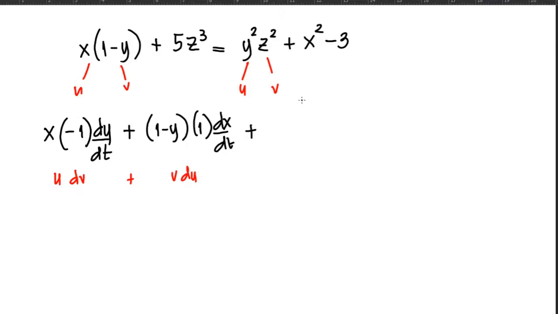Plus 5z cubed. So, this becomes 15z squared. The variable we derive is z, so dz over dt. Okay lang na siya nga term. Equals y squared z squared, which is another product rule.